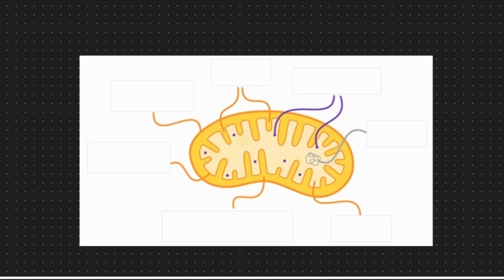Finally, let's zoom in on two of the most important organelles for energy, the mitochondrion and the chloroplasts. For the exam, you should be able to label them, so their structures, but you don't have to know the functions of these structures. So here's the mitochondrion, the powerhouse of the cell. It is where aerobic respiration happens and ATP is produced.